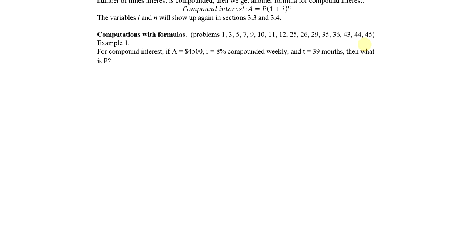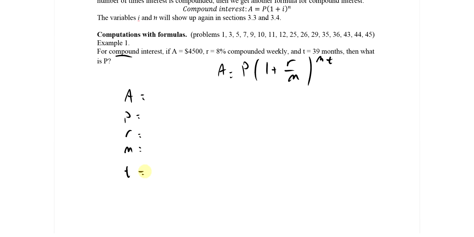Then what is P? Well, the formula we're dealing with, compound interest, is A equals P times (1 plus R over M) raised to the MT power. And we've got 5 variables here that we need to know about. What do they tell us here? A is 4,500. That's the amount later. R is 0.08. Remember, 8% has to be a decimal. T is 39 months. 39 months is divided by 12 to convert it to years, and so that's 3.25.